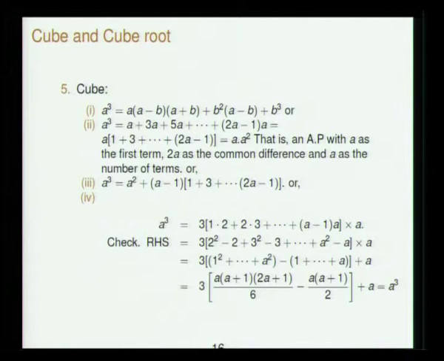Cube is sometimes convenient to write like this, A into A minus B into A plus B squared into A minus B plus B cubed. Or interestingly, it can also be written as A cubed is equal to A plus 3A plus etcetera, a sum of an arithmetic progression with A as the first term and 2A as the common difference. Similarly, A cubed can also be written as A squared plus A minus 1 into this arithmetic progression. And similarly, you write A cubed is equal to 3 into 1 into 2 plus 2 into 3 plus etcetera. If you see this, it is clear that 3 into 2 squared minus 2 plus 3 squared minus 3 etcetera. It has been very cleverly done, because this will be 1 squared plus etcetera plus a squared minus 1 plus etcetera plus a, two progressions. We already know these results, so you get a cube.